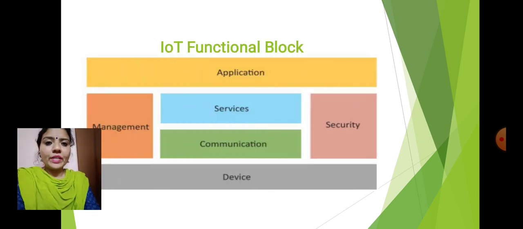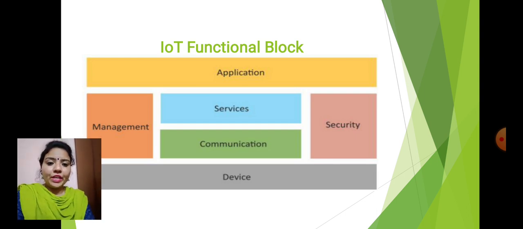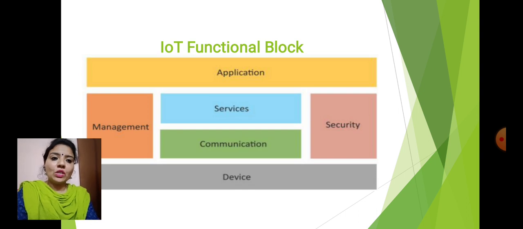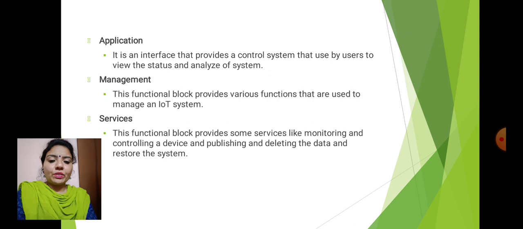This is the block diagram for IoT functional block. We have application, management, services, communication, security, and device. Application. The application block is an interface which provides the control system that has to be used by the user to view the status of the system and to analyze the system.